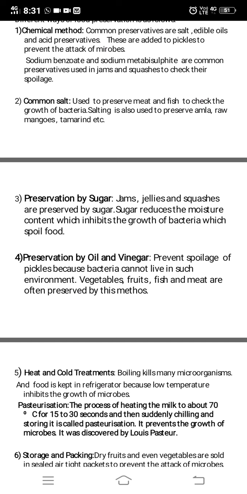Okay, so what is pasteurization? The process of heating milk to 70 degrees Celsius for 15 to 30 seconds and then suddenly chilling it and storing it. It prevents the growth of microbes, and this was discovered by Louis Pasteur. That's Louis Pasteur. So this is an important definition which you should remember, pasteurization.